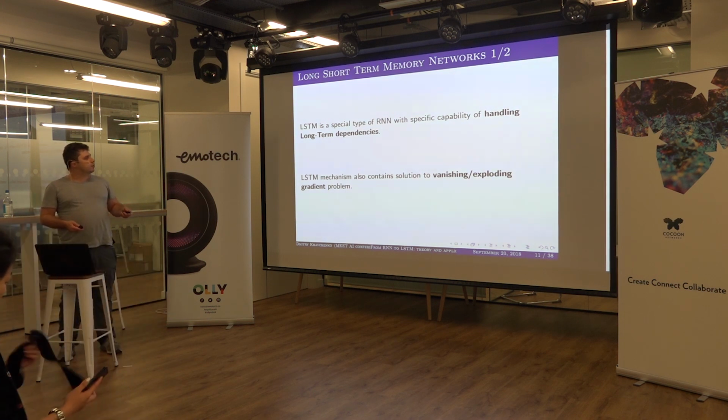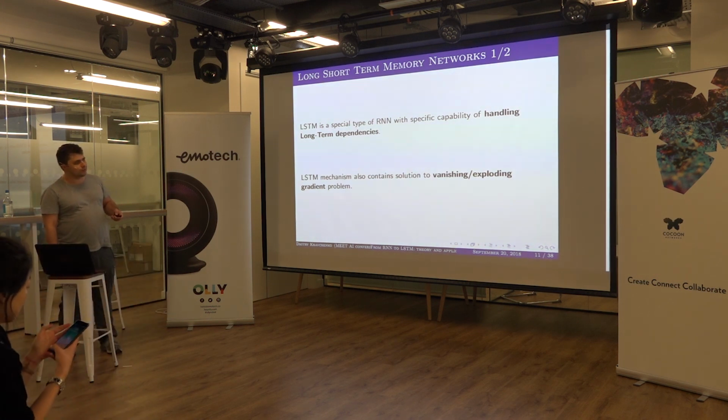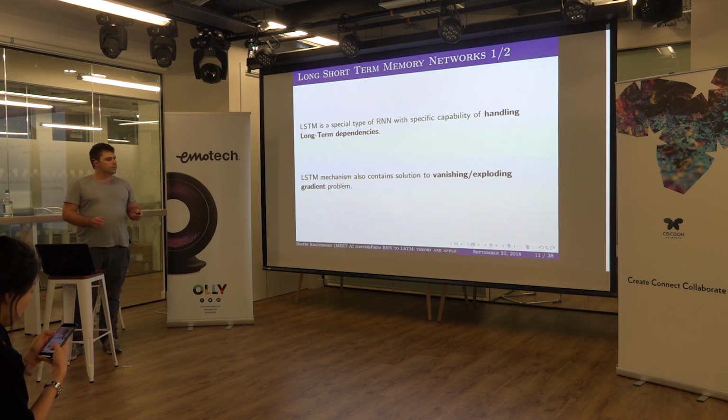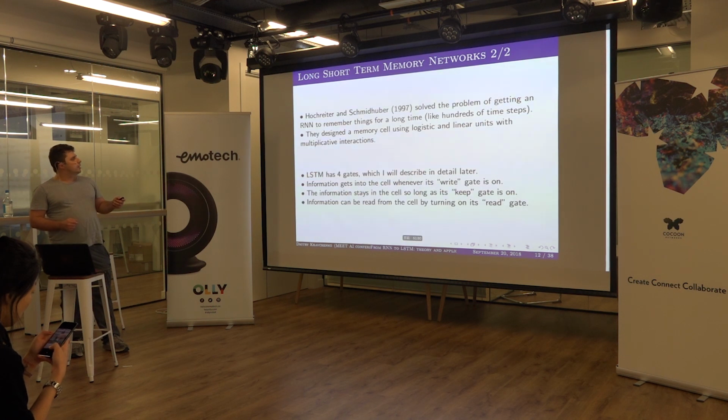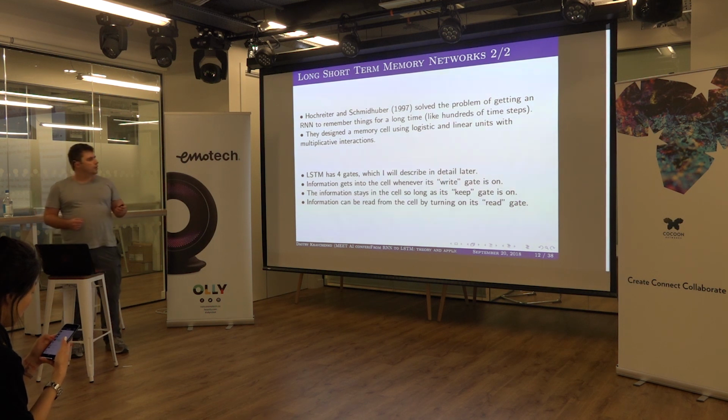LSTM is a special kind of recurrent neural network with a specific capability of handling long-term dependencies, and it also solves the vanishing and exploding variance problem. I'll explain later how. It was introduced by Hochreiter and Schmidhuber, who solved the problem of RNN remembering long-term dependencies. They designed a memory cell which is using logistic and linear units with multiplicative interactions.